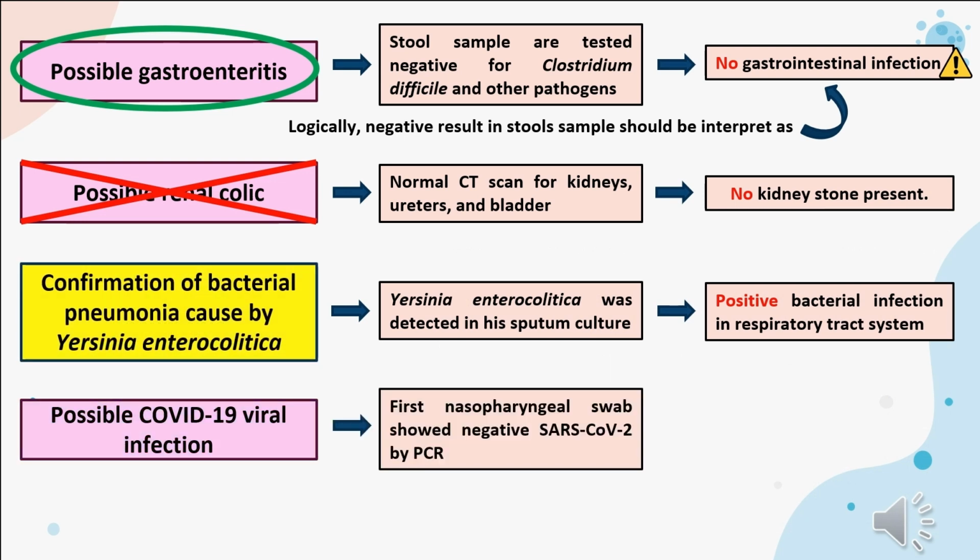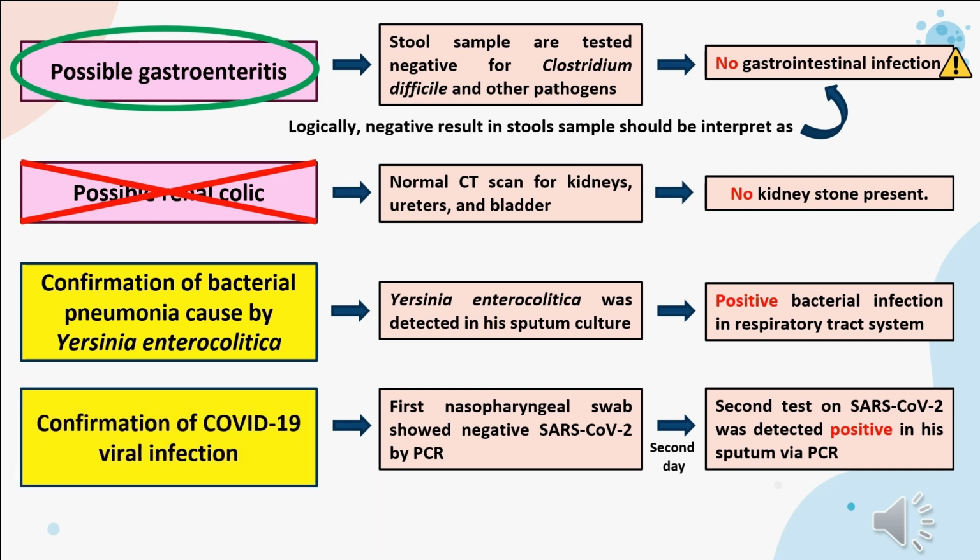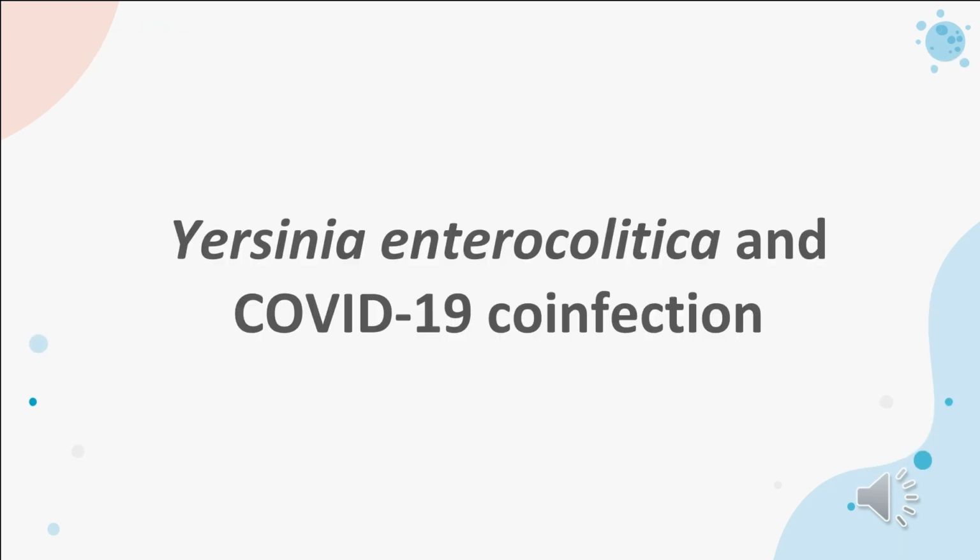Last but not least, for the COVID-19 testing, the first nasopharyngeal swab showed negative SARS-CoV-2 by PCR. On the second day, the second test of SARS-CoV-2 was detected positive in the sputum via PCR. This lab finding finally confirmed that the patient has COVID-19 viral infection. In conclusion, we can conclude that this patient has Yersinia enterocolitica and COVID-19 co-infection.